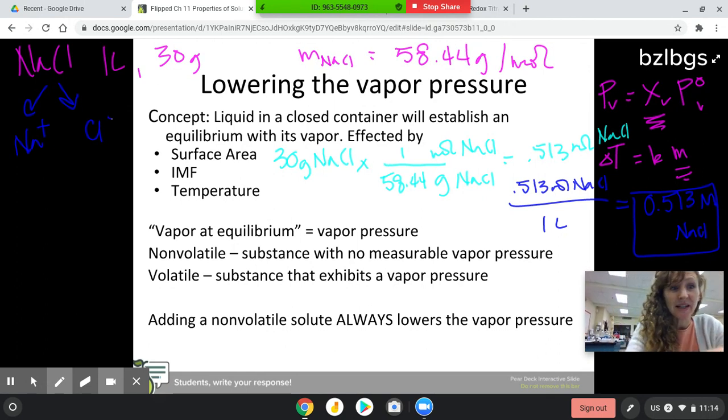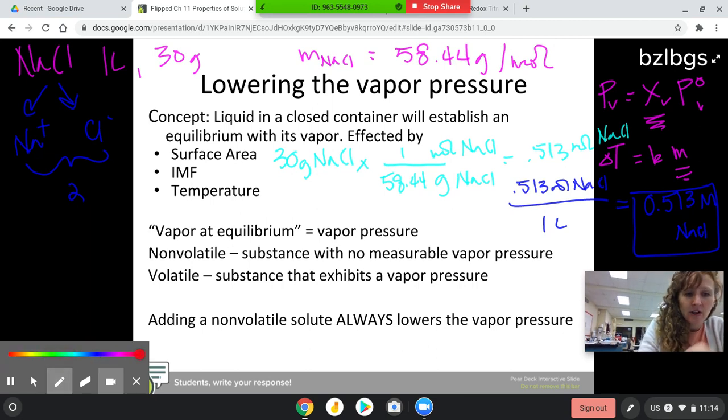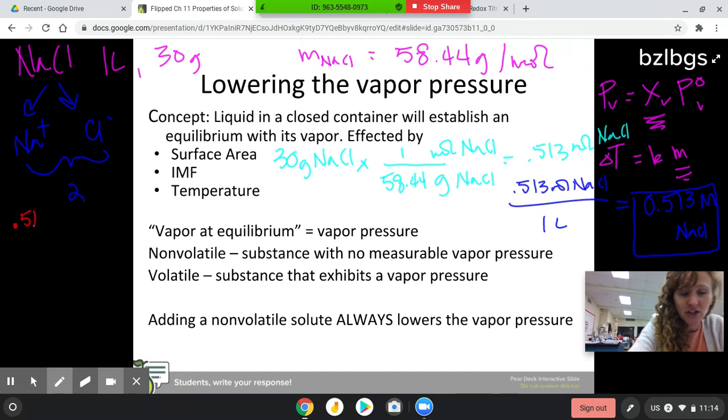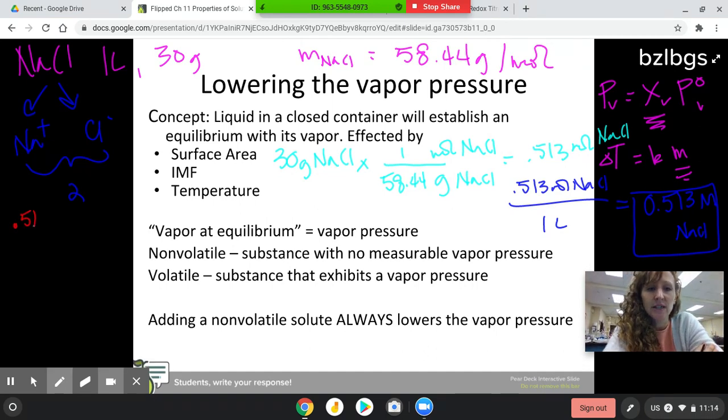2, right, 2 ions. And so if we are calculating molarity in terms of ions, we would have to take it a step further. Well, actually, let me give you 30 seconds to do this. I want you to convert molarity out of sodium chloride and into total ions. I'll give you 30 seconds to do that.